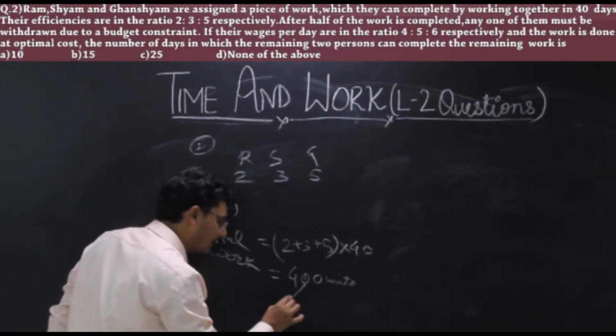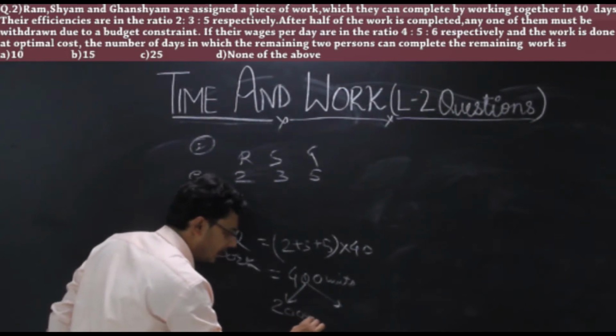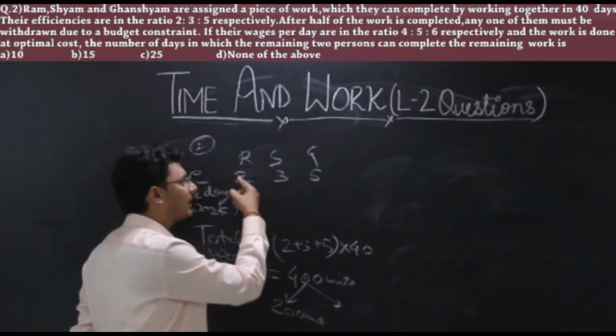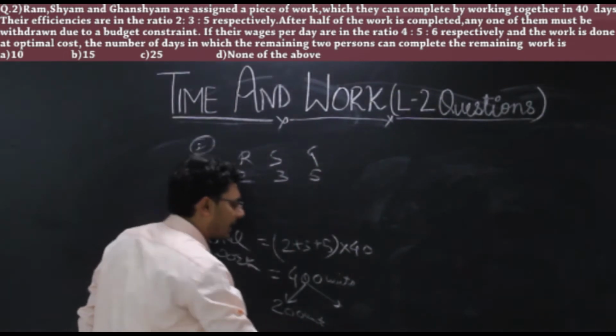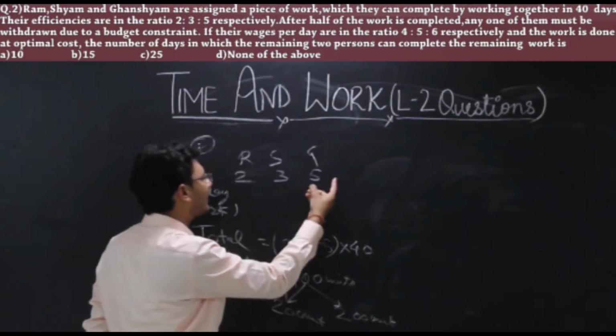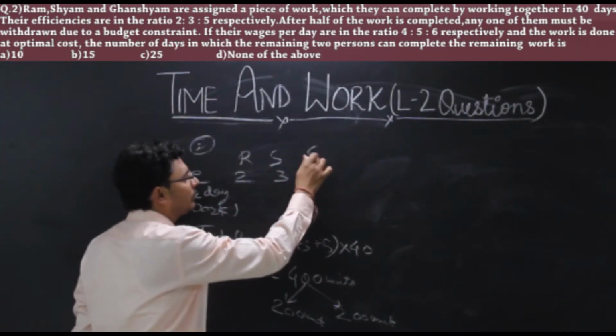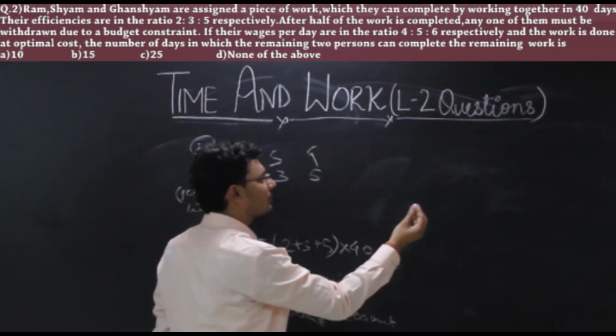And then he says half of the work means after 200 units. So 200 units have been done by all three of them. Now the rest of the 200 units will be done by any two persons. I must leave one of the persons. So whom to leave? For that he has given the ratio of the wages.